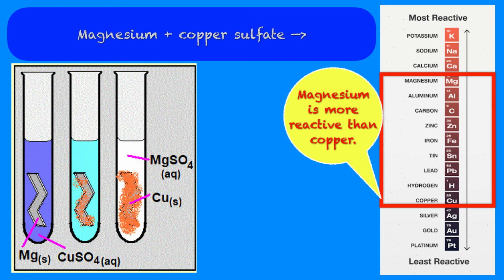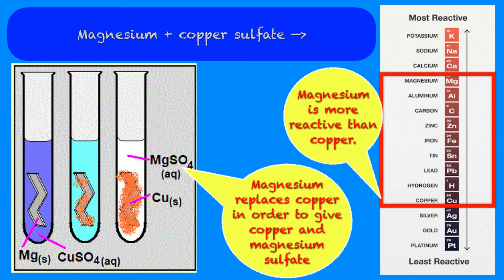Great. What are the products of this chemical reaction? Magnesium displaces copper in order to give copper and magnesium sulfate. So, magnesium, which was originally a solid, will turn into its ionic state and dissolve in the solution to form magnesium sulfate. Similarly, copper, which was dissolved in the solution, will turn into a solid metal.